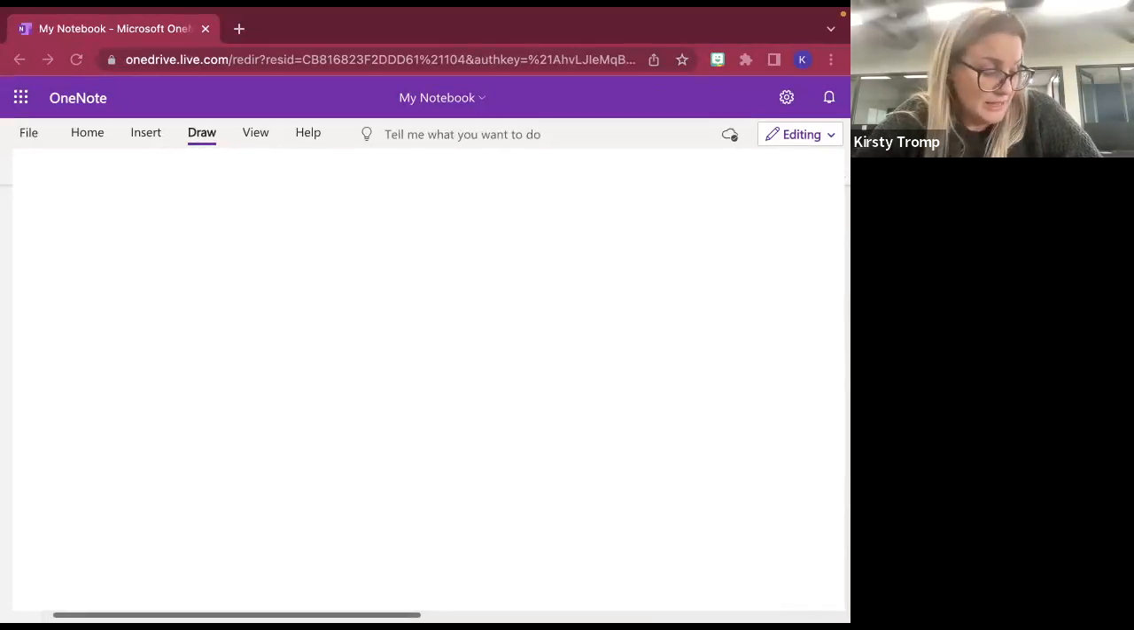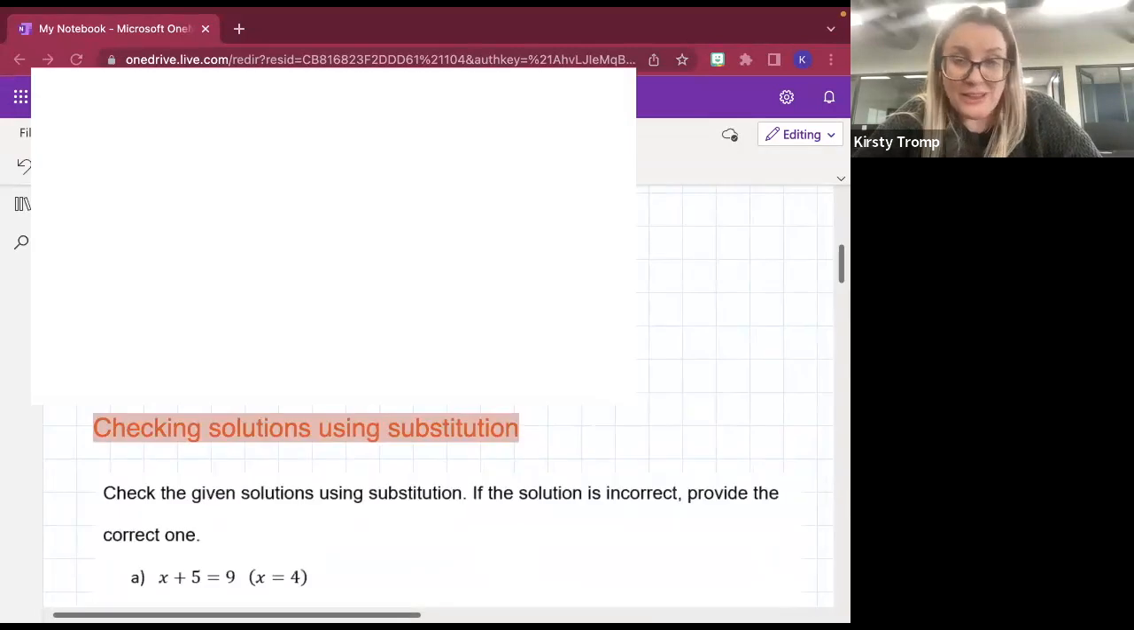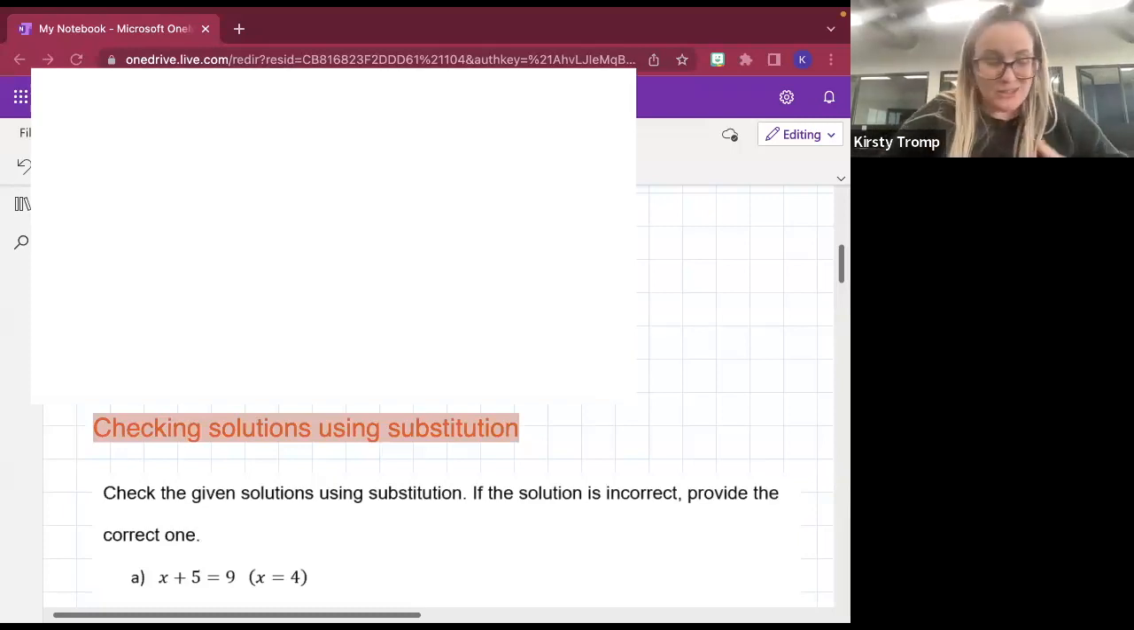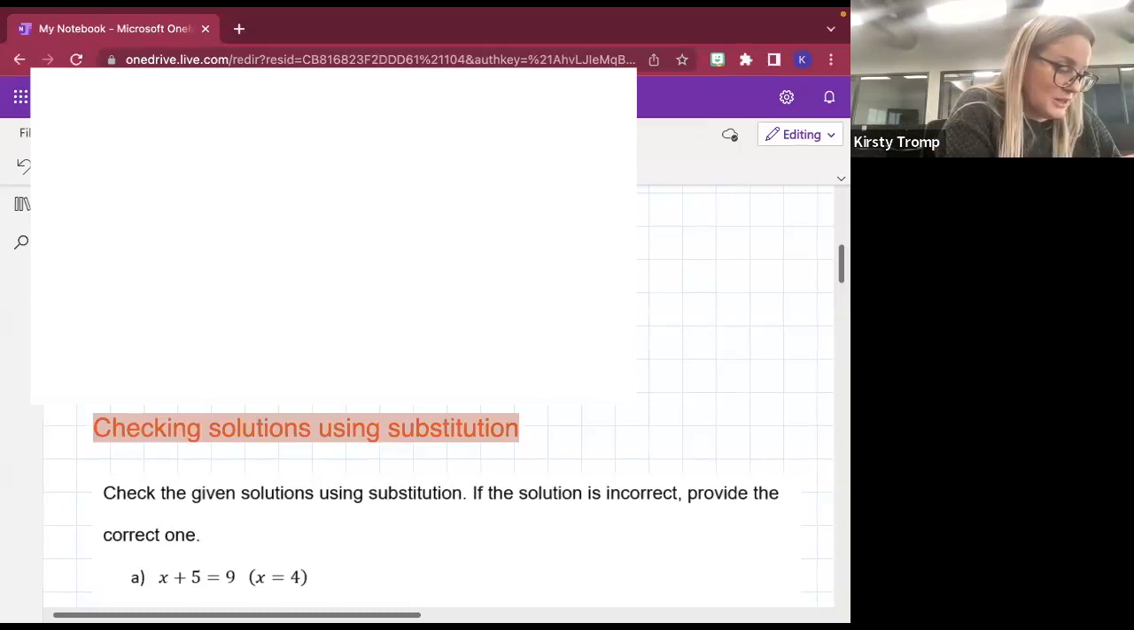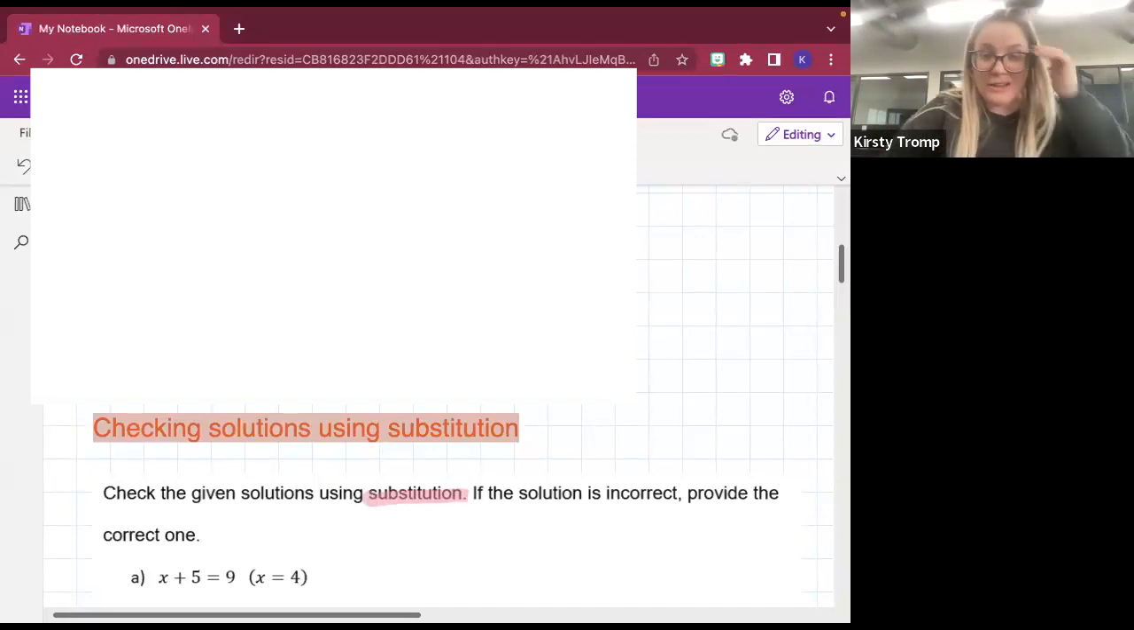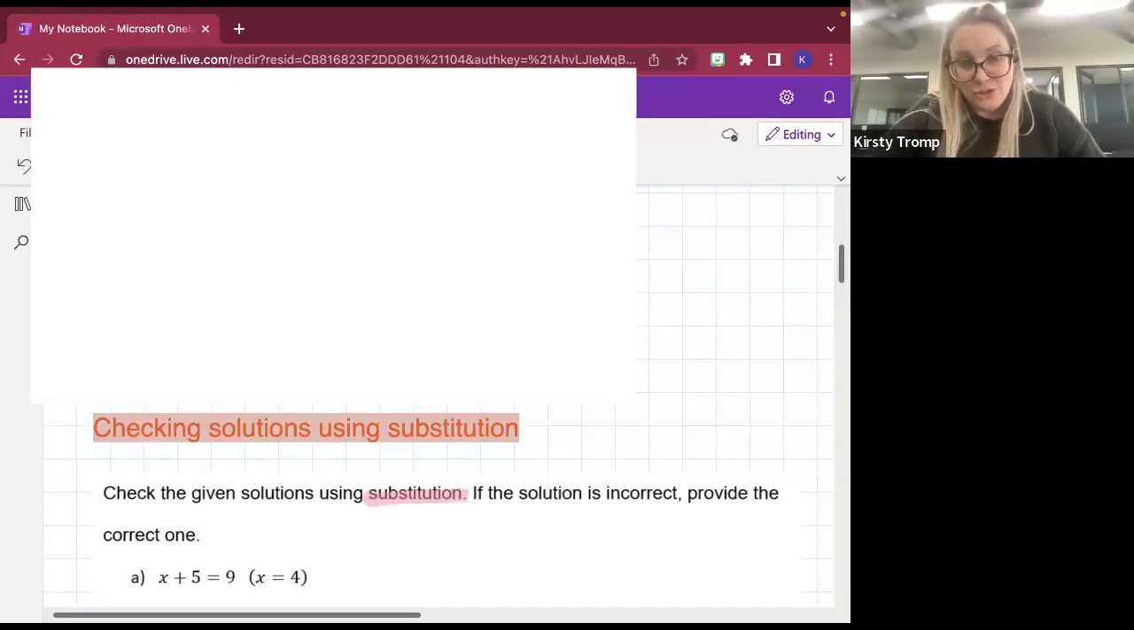So the first sum there says x plus 5 is equal to 9, right? And on the side, in brackets, it says x is equal to 9. So it's really important that we understand the language that they're using here, right? They are asking us to use substitution.